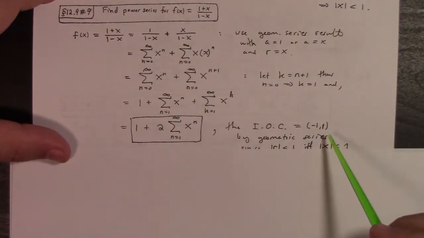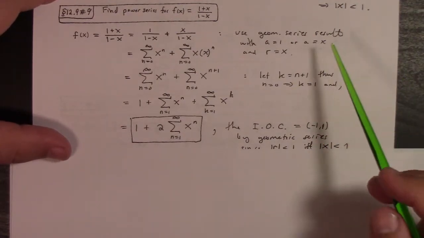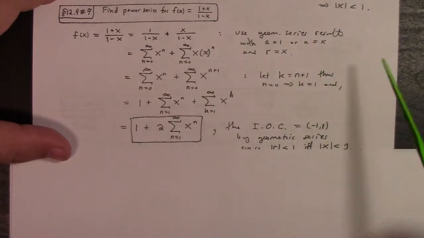And again, the interval of convergence is minus 1 to 1 because of the origin of this calculation being from the geometric series.